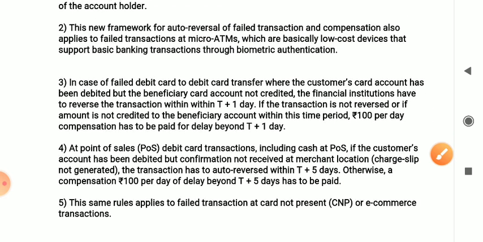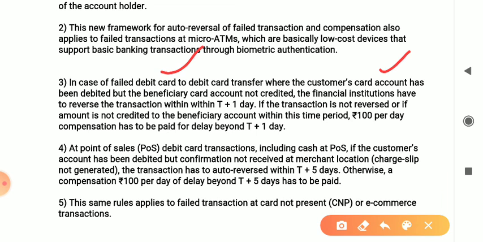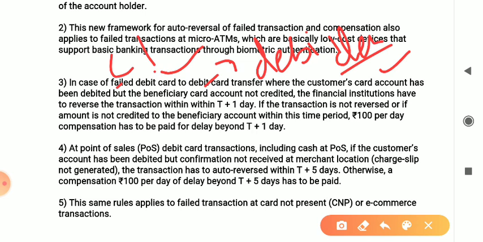This is the previous rule. So in case of failed debit credit transactions where the customer's card has been debited but the beneficiary card not, that is debit card to debit card, डेबिट कार्ड टू डेबिट कार्ड हम ट्रांसफ़र कर दें ना उस केस में. सो इस केस में क्या, कस्टमर का अकाउंट डेबिट हो गया है बट बेनिफिशियरी का अकाउंट क्रेडिट नहीं हुआ है. सो इन दैट केस द फाइनेंशियल इंस्टीट्यूशंस हैव टू रिवर्स द ट्रांजेक्शन विदिन ए T+1 days.